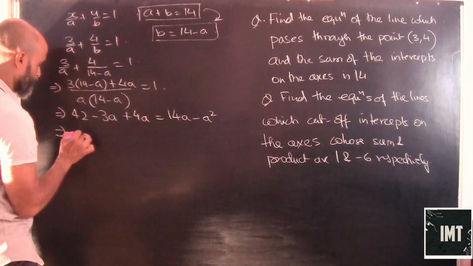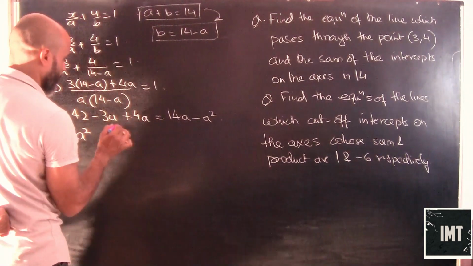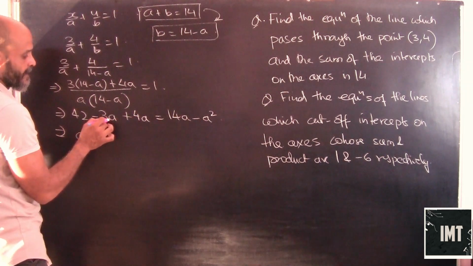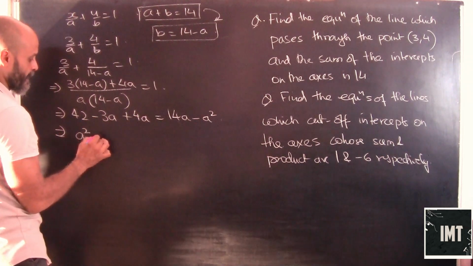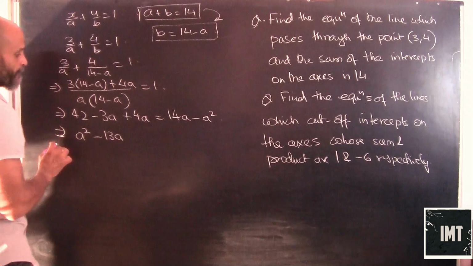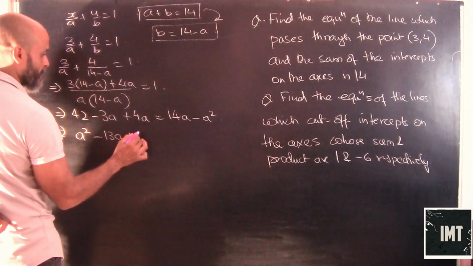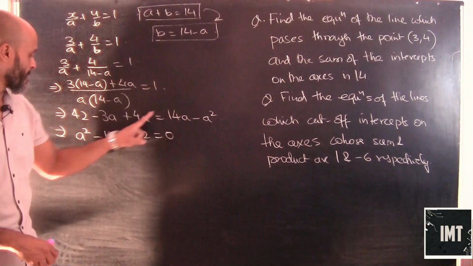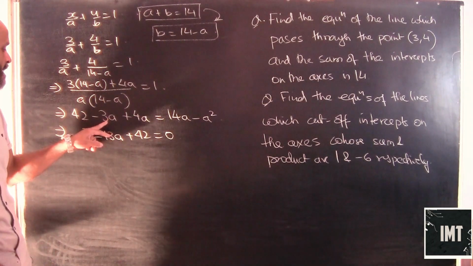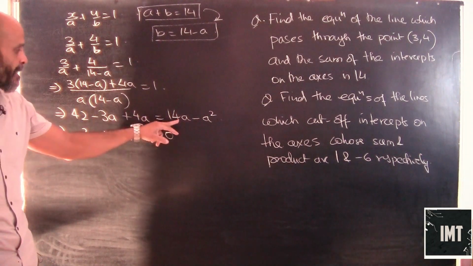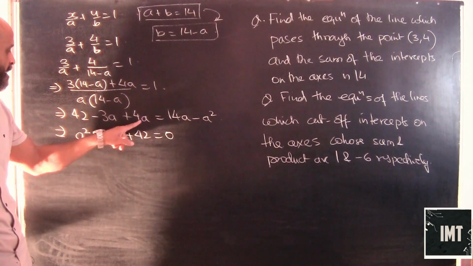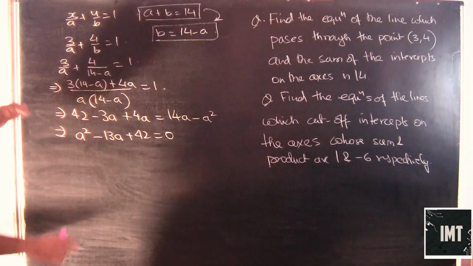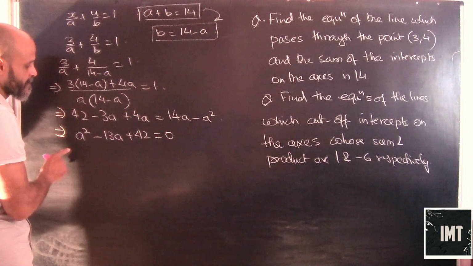So this would mean a square would come here, and we have 14a minus 3a, that will be 4a minus 3a, that will be a minus 14a, that will be minus 13a, minus 13a plus 42 is equal to 0. So a square comes here, 4a minus 3a, that is a minus 14a will be minus 13a plus 42 is equal to 0. So we have it here in this way.